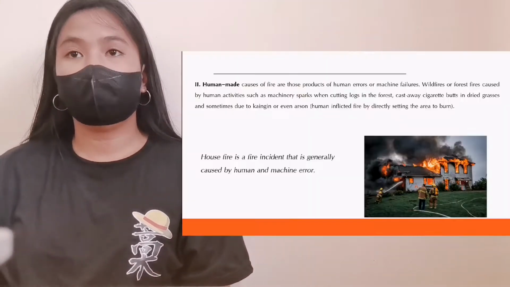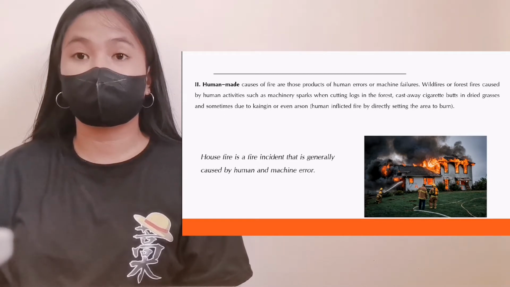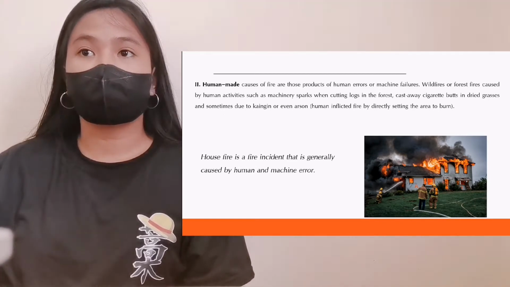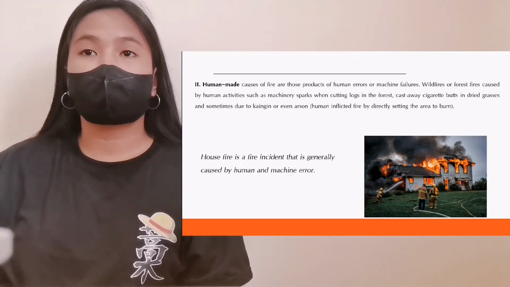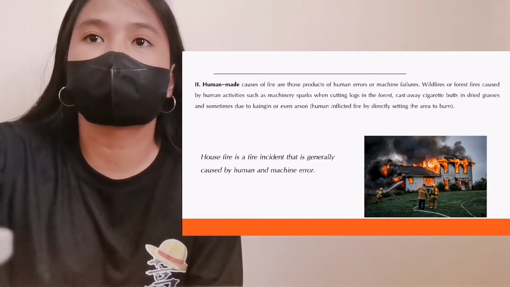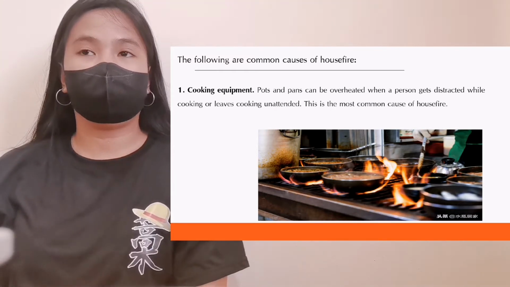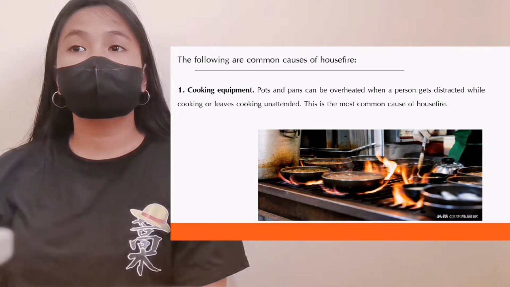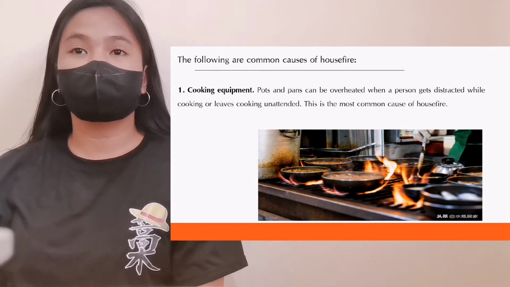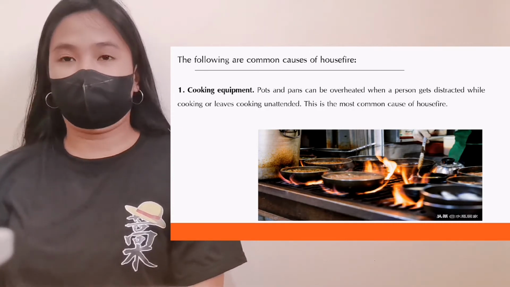Next, human-made causes of fire are those products of human errors or machine failures. Wildfire or forest fire caused by human activities such as machinery sparks. The following are common causes of house fire. Number 1. Cooking equipment. Pots and pans can be overheated when a person gets distracted while cooking or leaves cooking unattended. This is the most common cause of house fire.